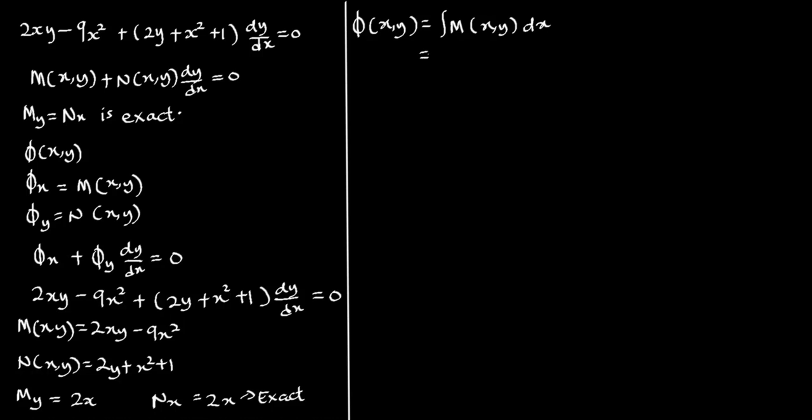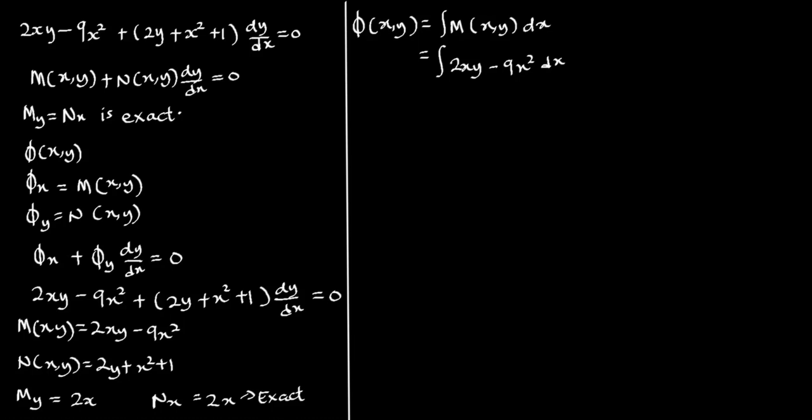So we are going to have the integral of M(x,y) with respect to x, which is the integral of 2xy minus 9x squared dx. When you do this, you would normally bring in a constant of integration. But since the integral of M(x,y) with respect to x gives us only part of phi(x,y), instead of a constant of integration you bring in a function of the other variable, which will be y, so that we can find the remaining part of the solution.